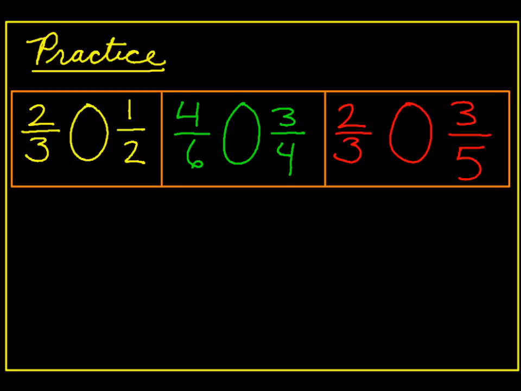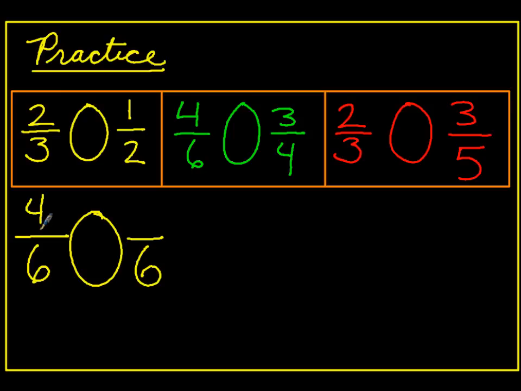On the first one, the common denominator here would be 6. 3 goes into 6 2 times. 2 times 2 is 4. 2 goes into 6 3 times. 3 times 1 is 3. So 4/6 is greater than 3/6, or 2/3 is greater than 1/2. Our next problem.